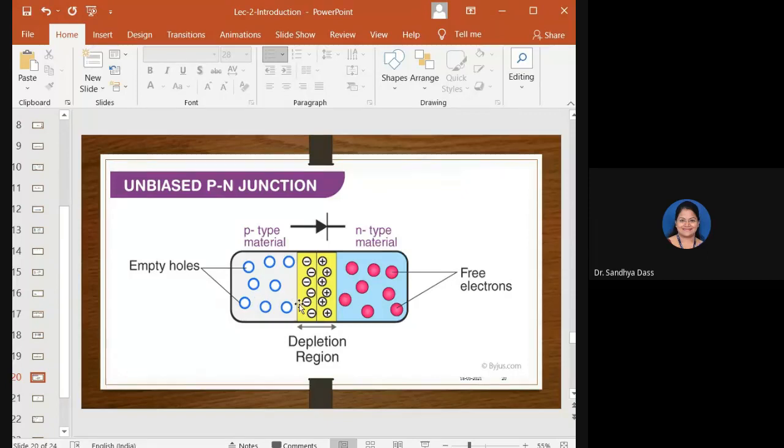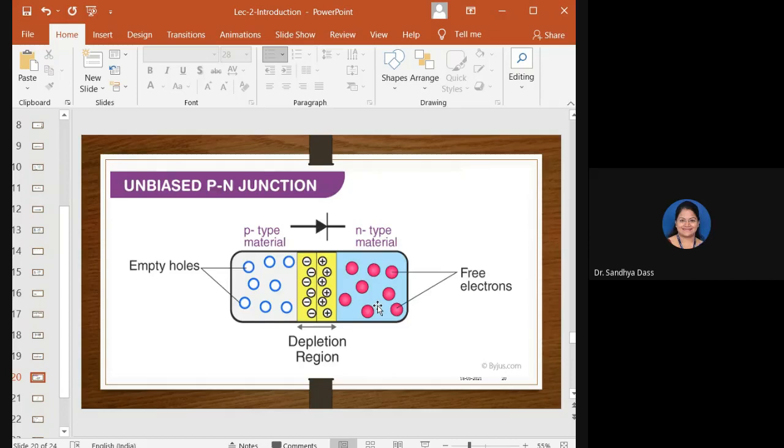I hope you are able to get me. Okay. The electrically charged atoms are now called ions. They are no longer neutral. These ions produce an electric field.